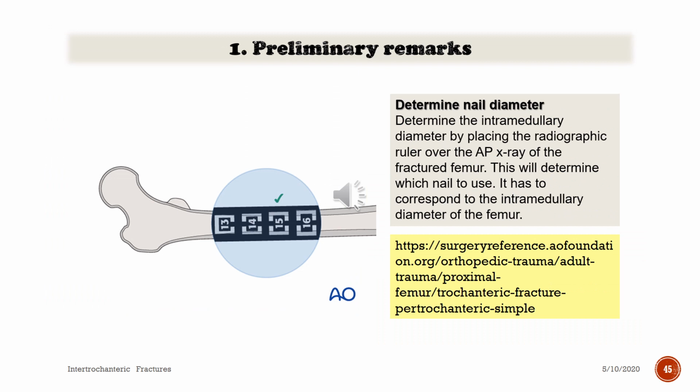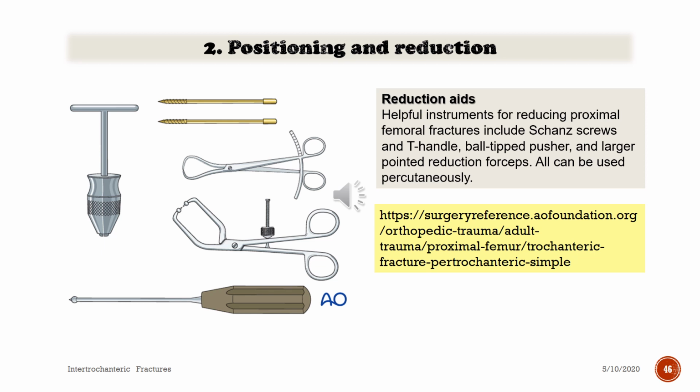Determine the nail diameter. Determine the intramedullary diameter by placing the radiographic ruler over the AP X-rays of the fractured femur. This will determine which nail to use. It has to correspond to the intramedullary diameter of the femur. Reduction aids. Helpful instruments for reducing proximal femoral fractures include a Schanz screw and T-handle, a ball-tipped spike, and large pointed reduction forceps. All can be used percutaneously.